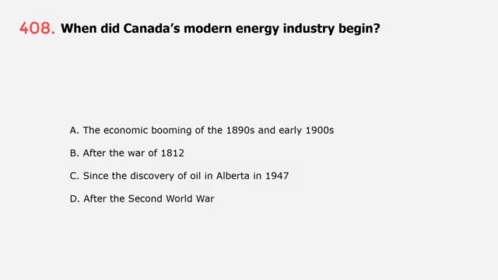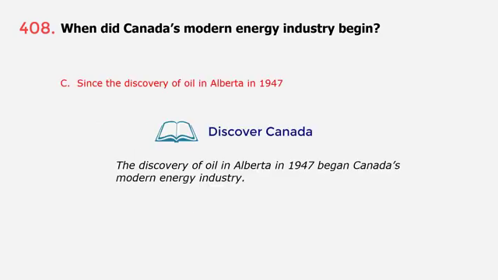Question 408. When did Canada's modern energy industry begin? A. The economic booming of the 1890s and early 1900s. B. After the War of 1812. C. Since the discovery of oil in Alberta in 1947. D. After the Second World War. The answer is C. Since the discovery of oil in Alberta in 1947.